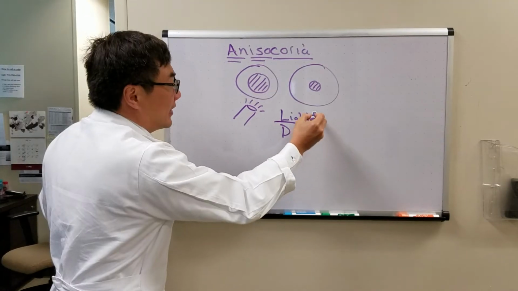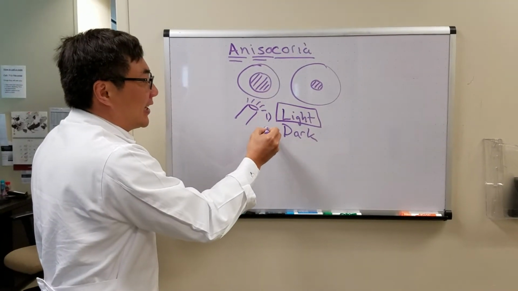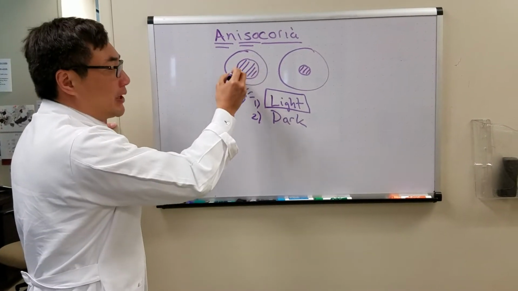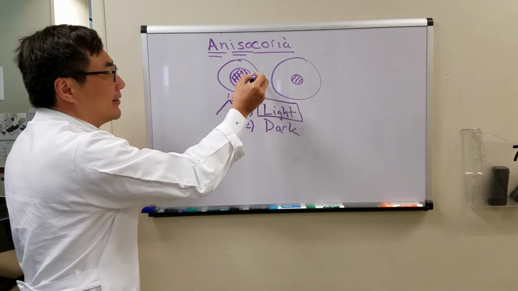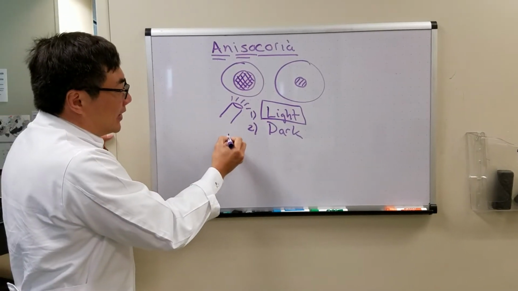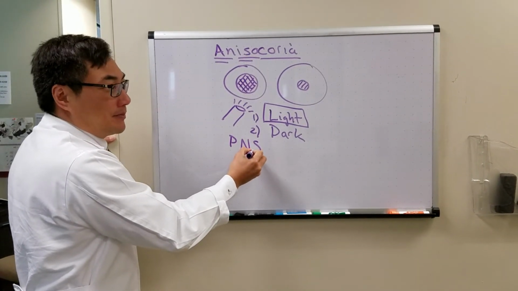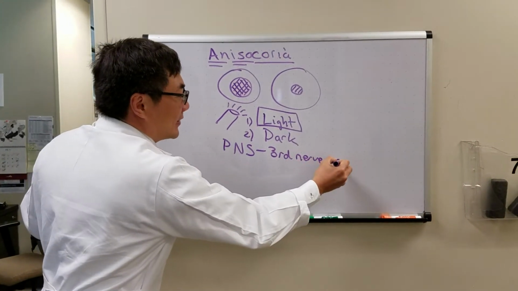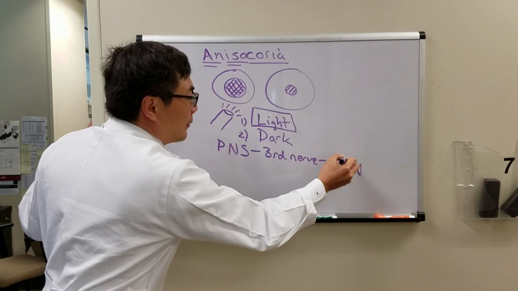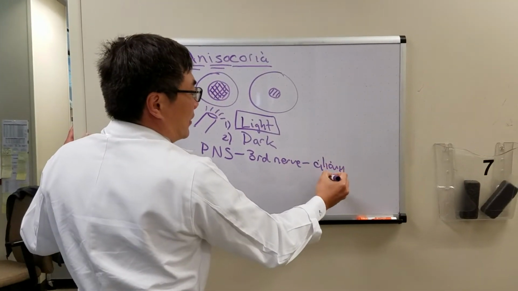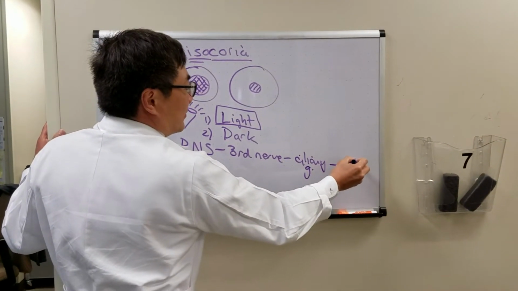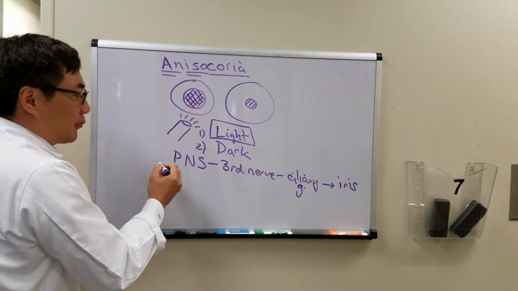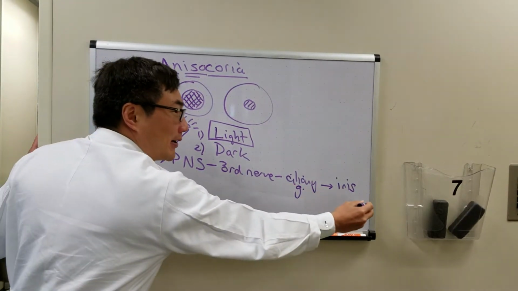So let's just take the first scenario, which is the light, and then we'll do the dark. If the anisocoria is greater in the light, that means the bigger pupil is not reacting as well to light. And that is a problem with the parasympathetic nervous system, mediated by the third nerve to its ganglion, the ciliary ganglion, and then the postganglionic fibers, which go to the iris. So when we have a larger pupil that doesn't react to light, the problem is somewhere along this pathway.